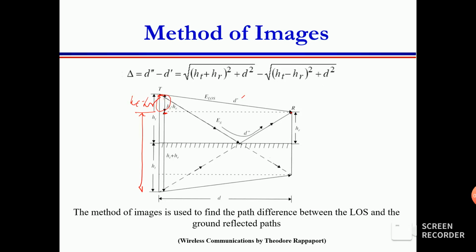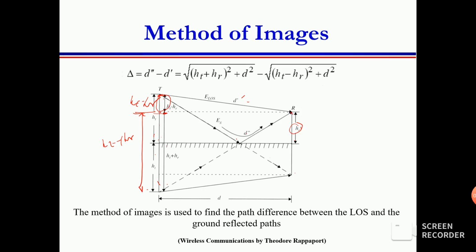What would be this height? It is a mirror image, so this is HT, and this is also HT. This is HR, and this is also HR. And what is this total height? This is HT plus HR. So HR plus HT is the distance from here to here. To find out d dash and d double dash, the distance traveled by line of sight is d dash and the distance traveled by the reflected wave is d double dash, we have to use this method of images.